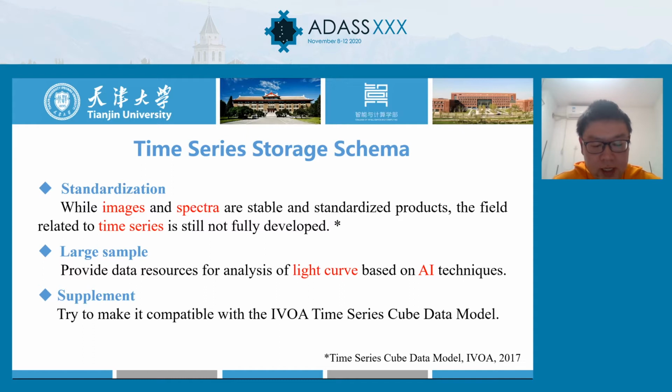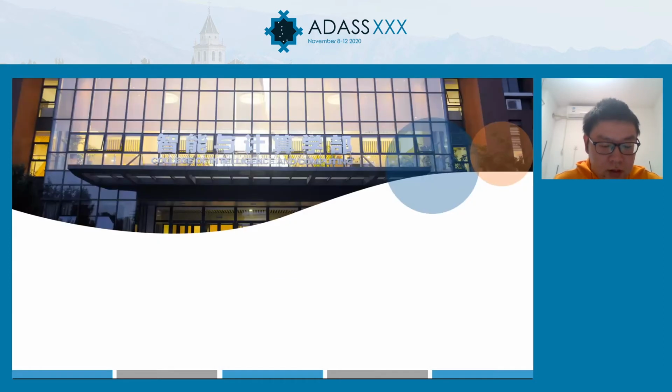Generally, time series data exposition formats need to support CSV, FITS, and VOTable. We will try to make it compatible with the IVOA time series light curve data models. We propose a storage schema named AstroCatR, which is a special design for storing time series data, and it is conducive to time series data retrieval, demands of provenance linkage, and light curve analysis. Next, I will give you an introduction of AstroCatR.